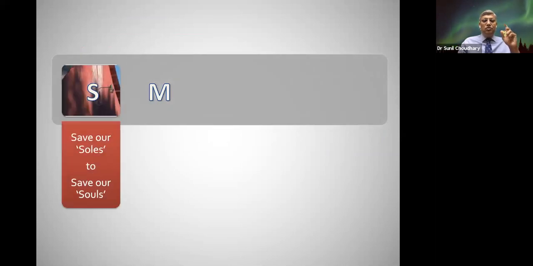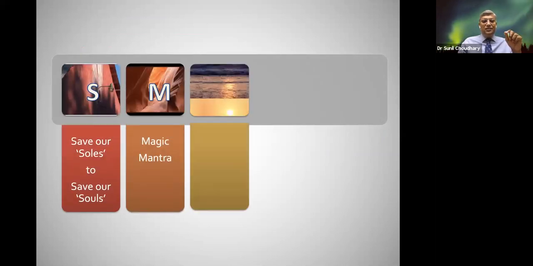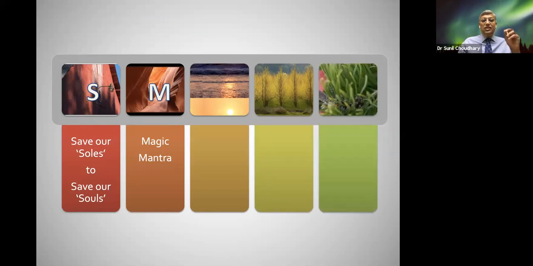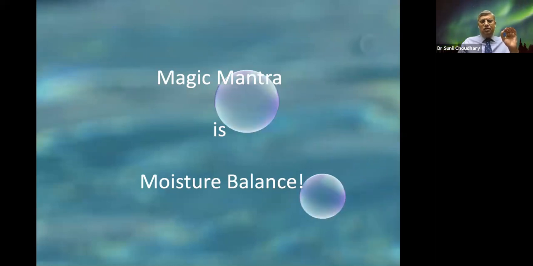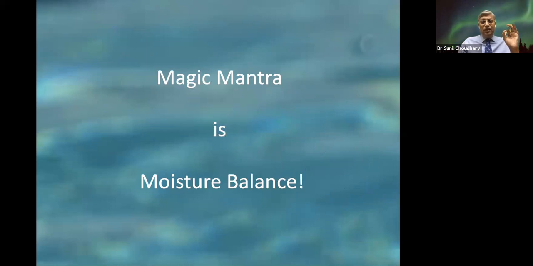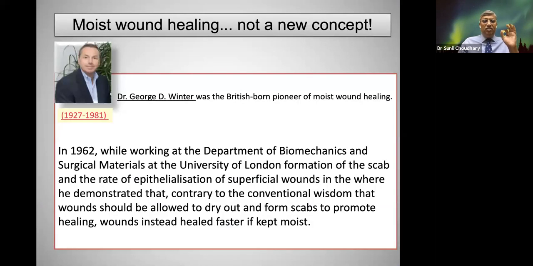So let's go to the second letter in the SMART, which is M. I think there are a few magic mantras when it comes to chronic wound healing. The first magic mantra, according to me, is moisture balance. And I think we need to understand this very well.